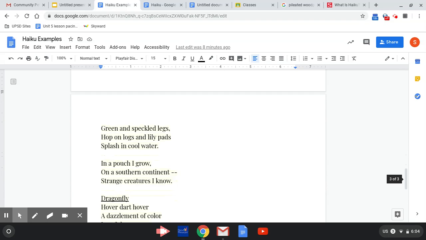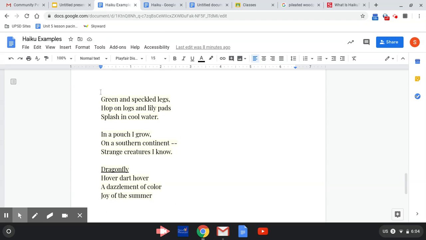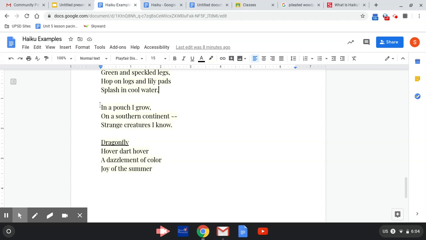Okay. This one is a bit of a riddle. Let's see if you can figure out what animal is being described in this haiku. Green and speckled legs, hop on logs and lily pads, splash in cool water. What kind of animal is being described in this haiku? A frog.